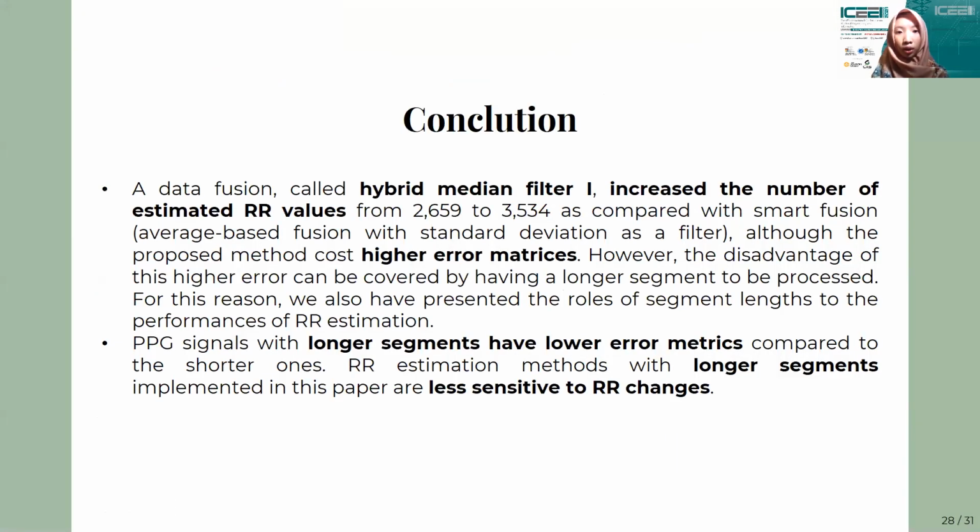From our research, we can conclude that the hybrid median filter can increase the number of estimated RR values at the cost of a higher error metric. And the longer the segment that we use, the lower the error metric we get, at the cost of being less sensitive to RR change.